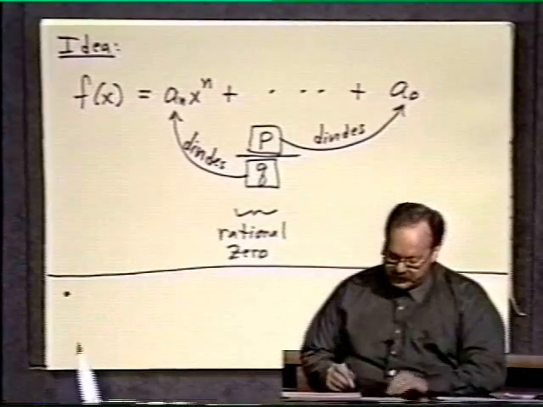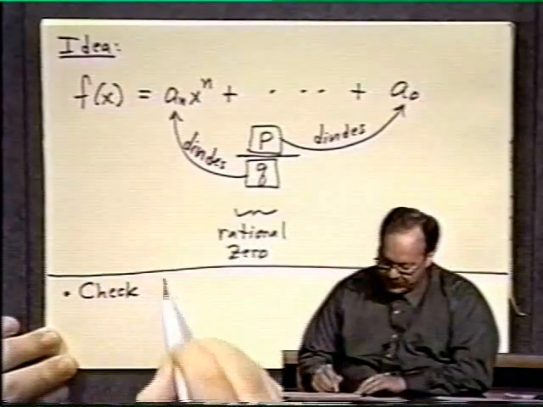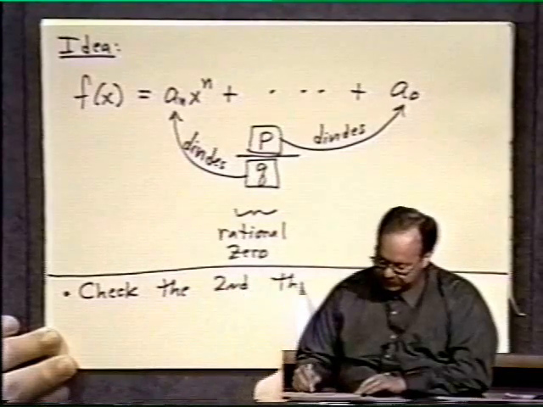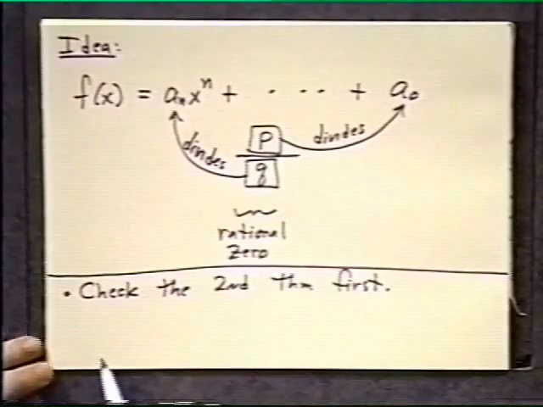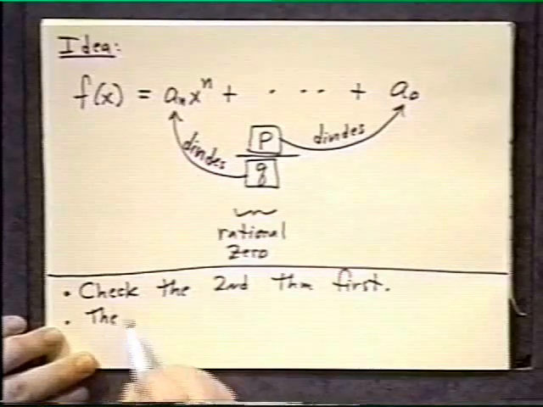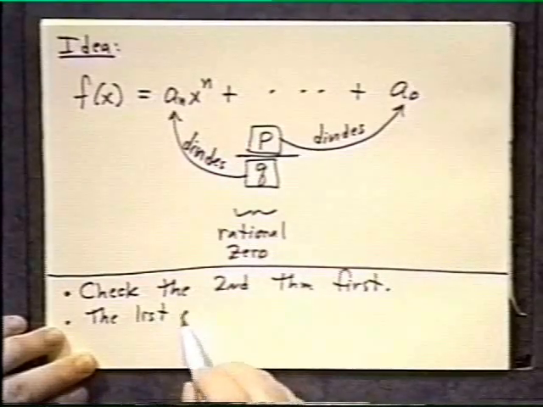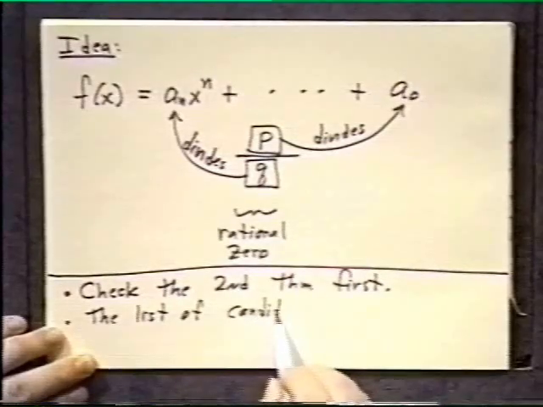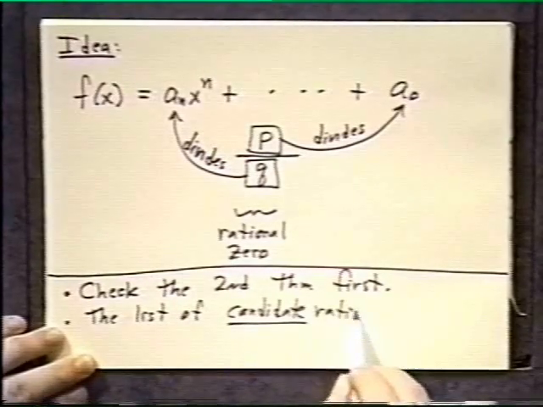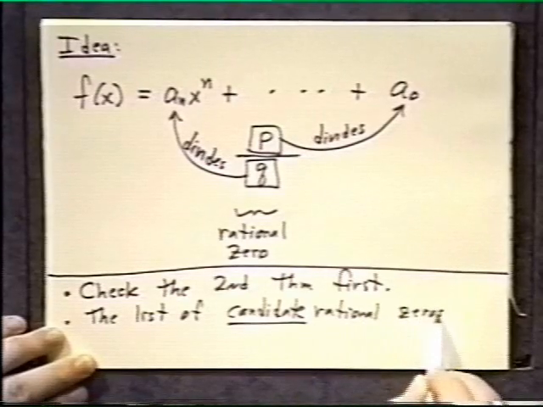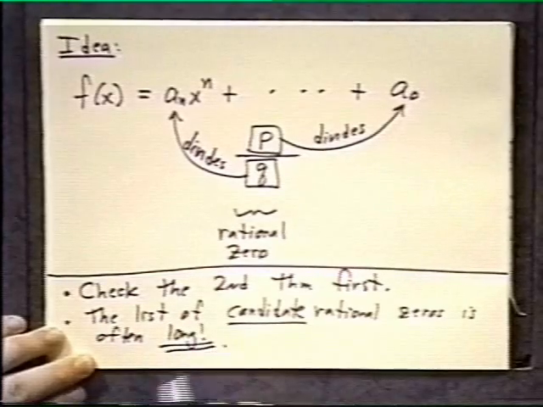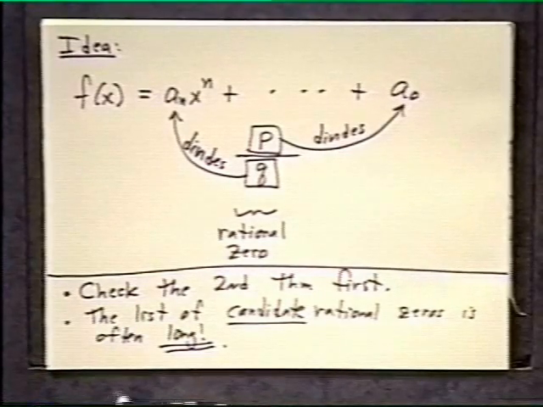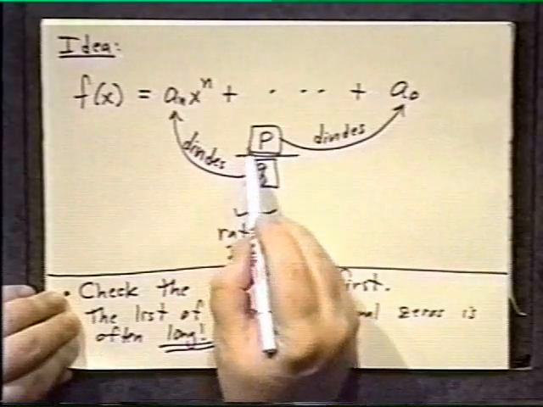Now my recommendation on using these two is to check the second theorem first, because if there are no rational zeros, you don't want to spend your time looking for them. So check the second theorem first, and let me warn you, the list of candidate rational zeros that the theorem allows for is often very long. We'll do a simple example here, but as you'll see, even in this example, things are quite tedious, which is the reason that this technique is not used all that often.